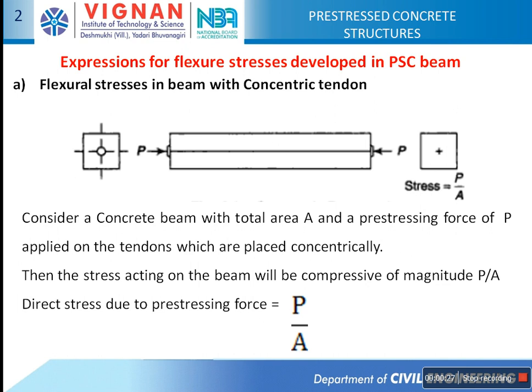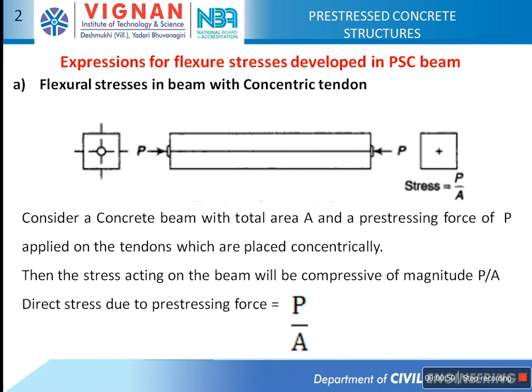In this lecture, I have discussed the flexural stresses in beams with two types of tendons: one is the concentric tendon and the other is the eccentric tendon. So what is a concentric tendon? A concentric tendon is nothing but the tendon which is placed along the axis of the member, in which there is no eccentricity. So we call this type of tendon a concentric tendon.